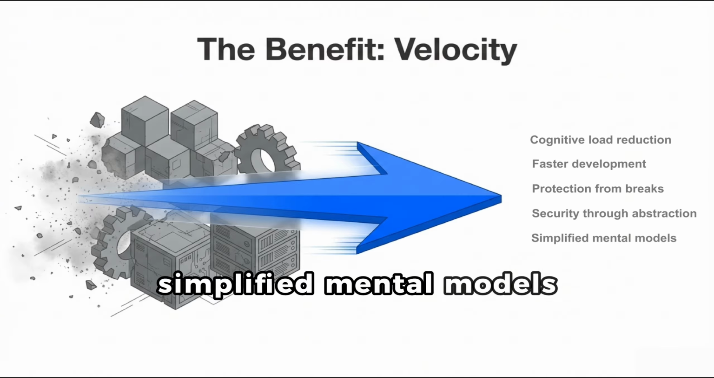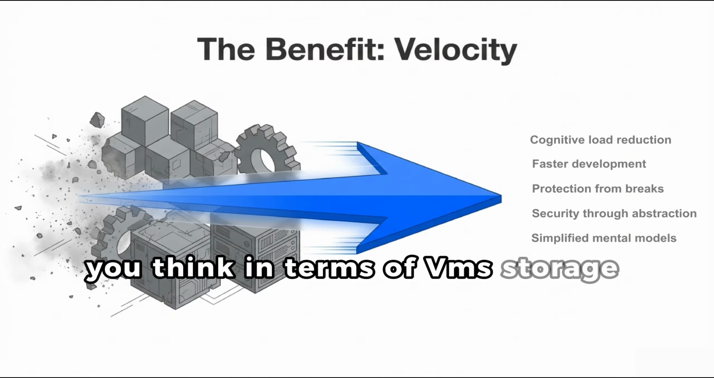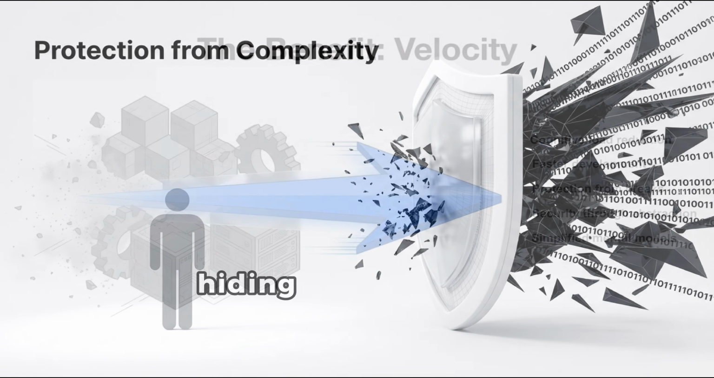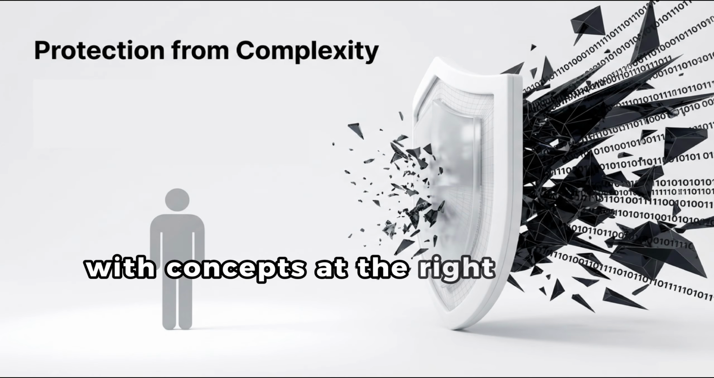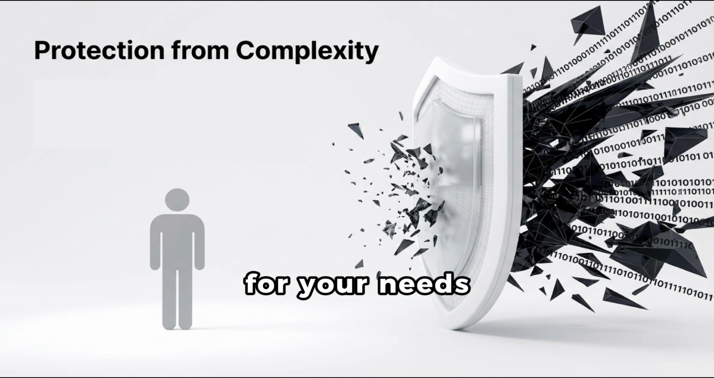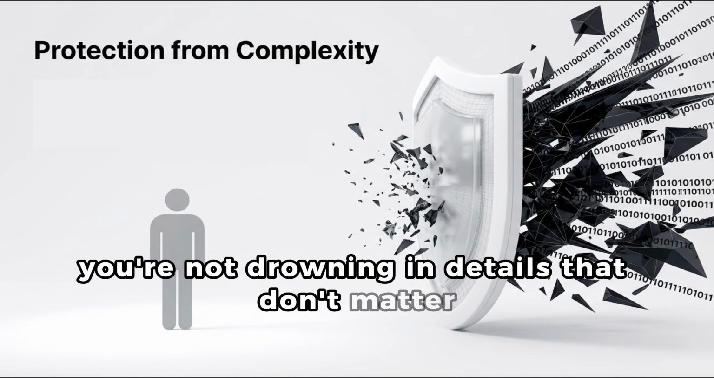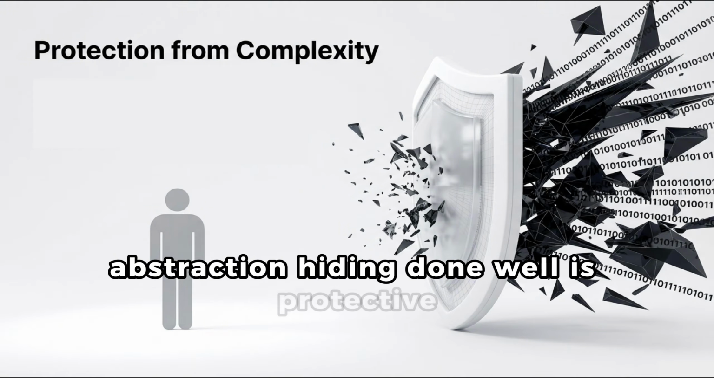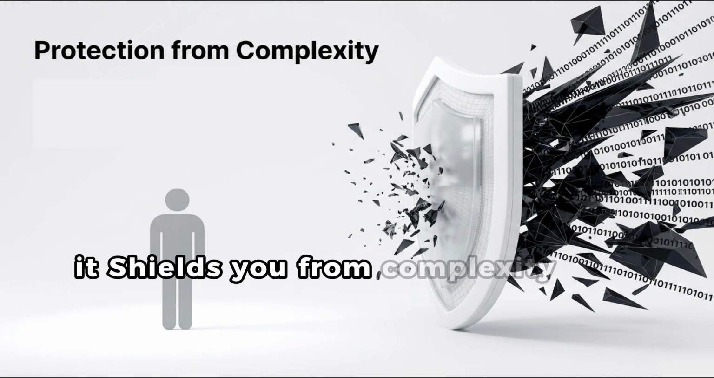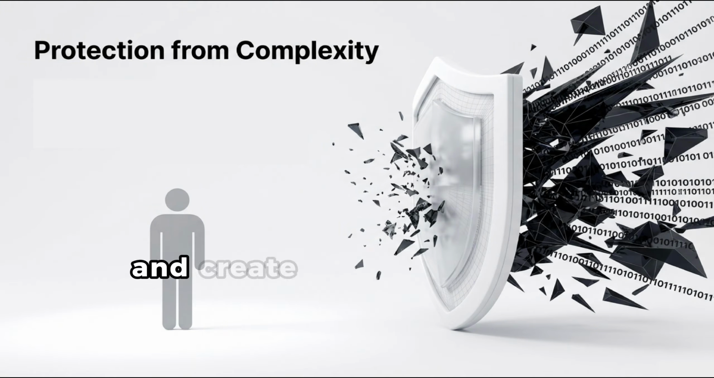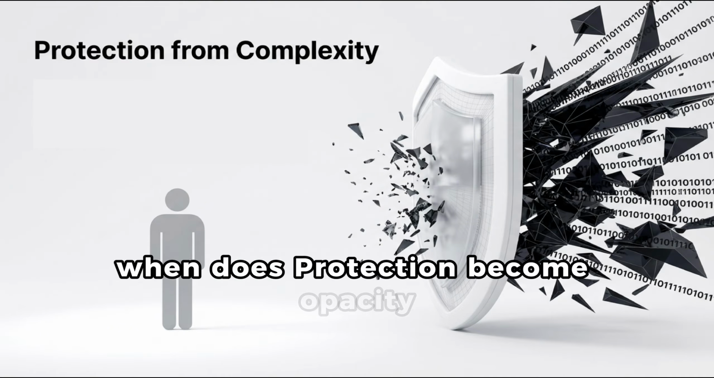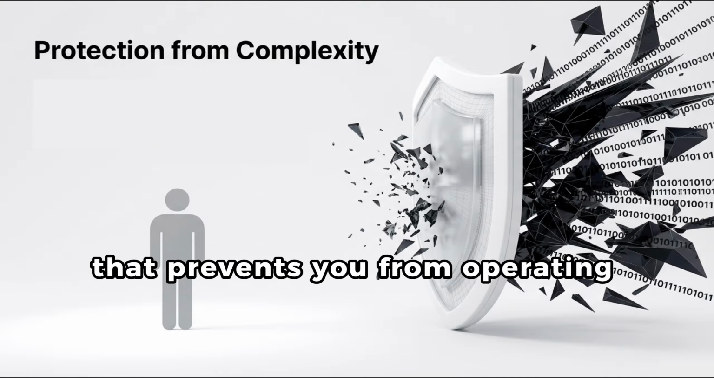Simplified mental models. You think in terms of VMs, storage, databases, not in terms of hypervisors, SAN fabric, replication protocols. Hiding lets you work with concepts at the right level of abstraction for your needs. You're not drowning in details that don't matter to your use case. Abstraction hiding, done well, is protective. It shields you from complexity that would slow you down and create opportunities for mistakes. The question is, when does protection become opacity that prevents you from operating effectively?